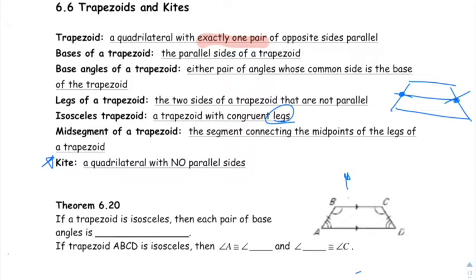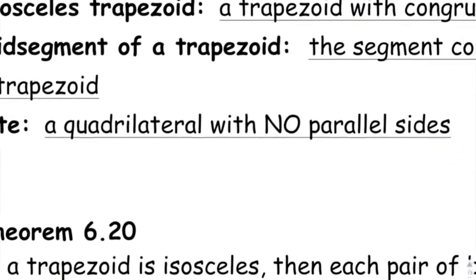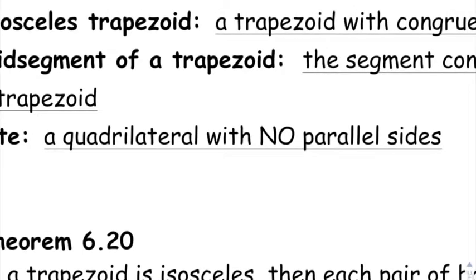All right, and then the kite. Here's where the great debate comes in. The kite is a quadrilateral with no parallel sides, and that's kind of how we define it. Your textbook here, this is a definition from the Pearson textbook. It says a kite is a quadrilateral with two pairs of consecutive sides that are congruent, and then no opposite sides are congruent.